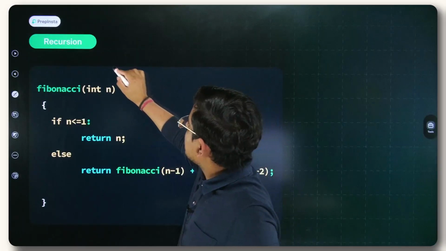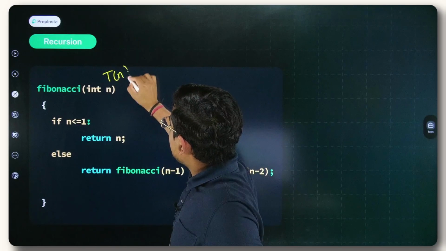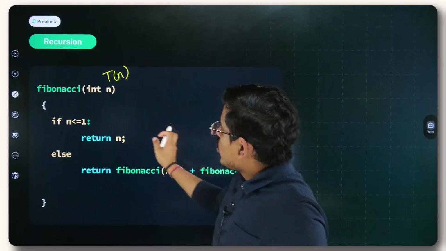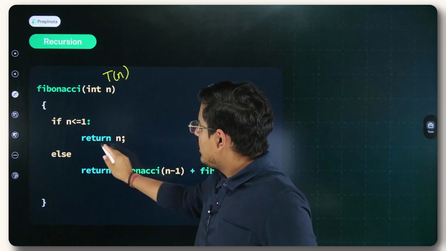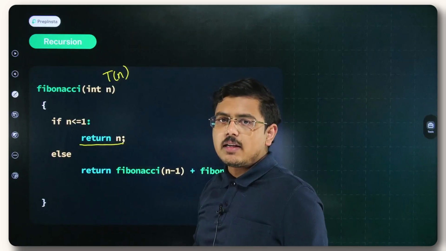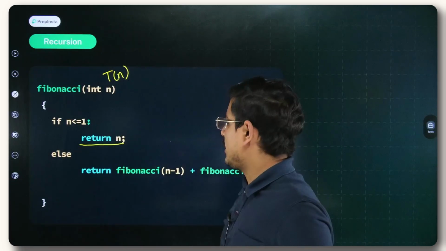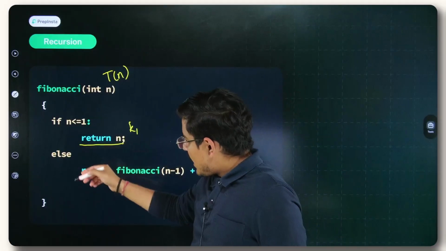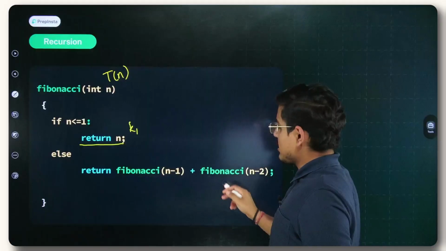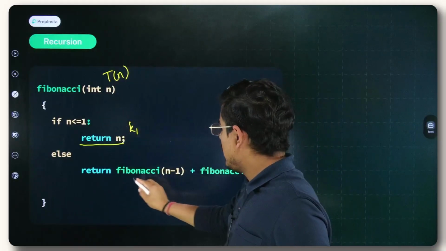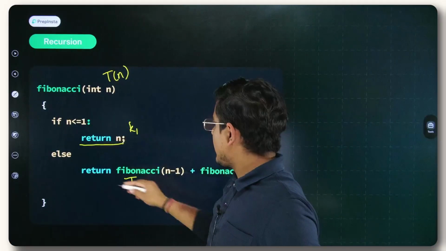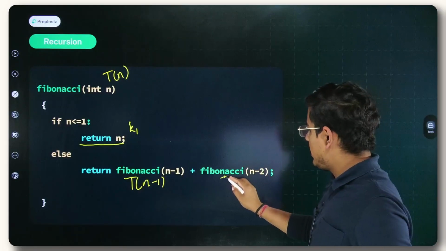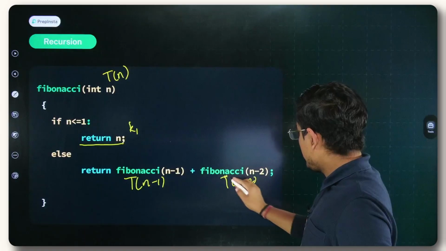Now say that for this particular portion, T of n is the time complexity that we need to compute, right? If you check here in this if block, there is only one return statement being executed, which would take some constant time, say k1. When we check this else portion, we have two recursive calls for the same function. So basically, if this is taking T of n time, this would take T of n minus 1 time. Similarly, this would take T of n minus 2, right?